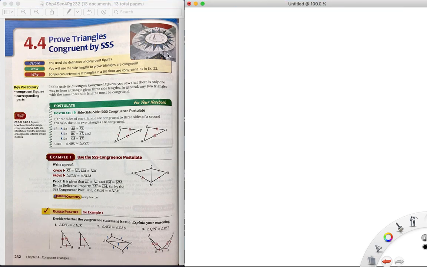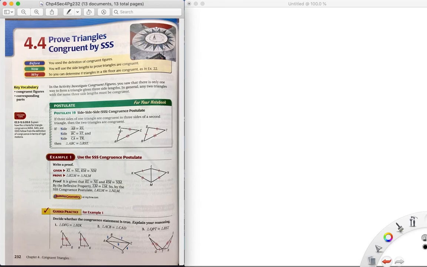And this is Honors Geo 4.4, 4.5: side angle side, hypotenuse leg, side side side. We already said in a previous section that we can prove triangles congruent by saying that all corresponding angles and all corresponding sides are congruent. Then we can say the two triangles are congruent. Now we can add theorems and postulates to say that various triangles are congruent.